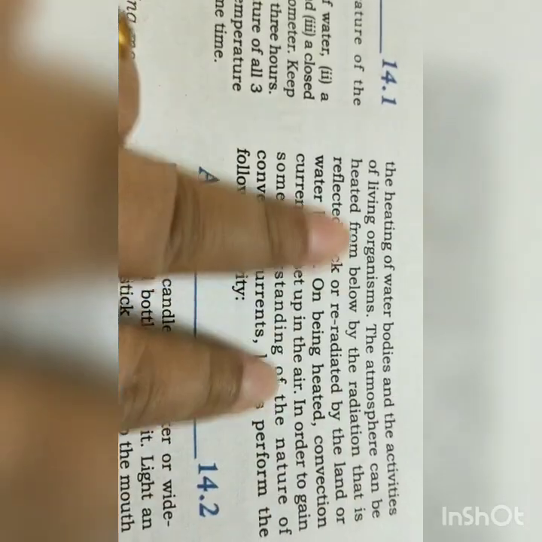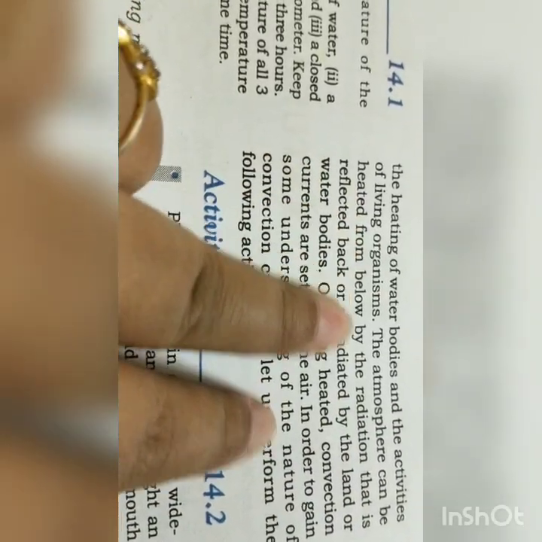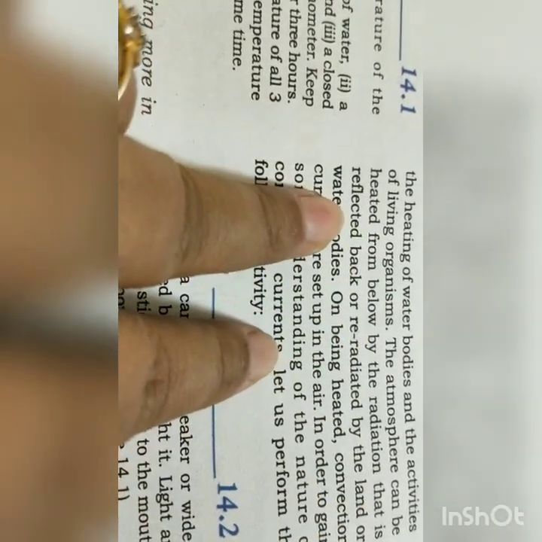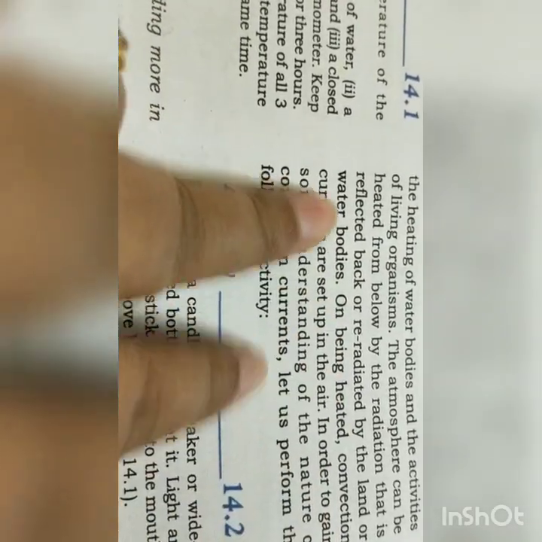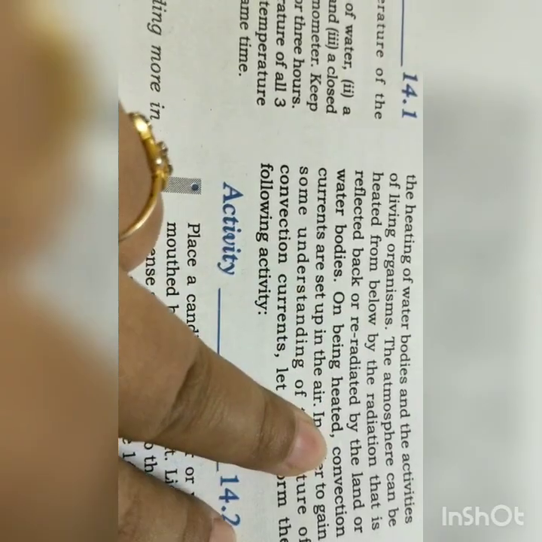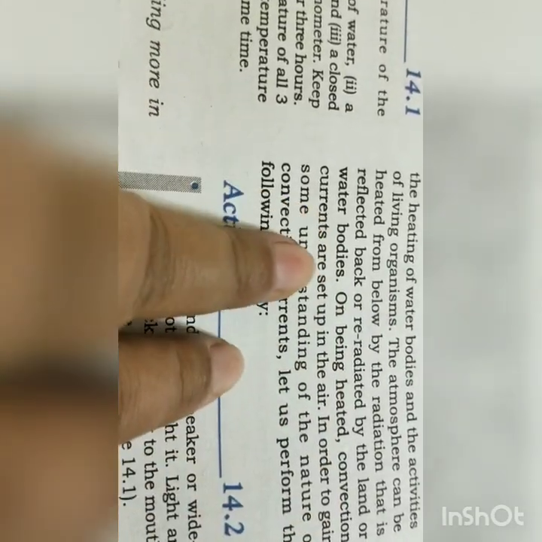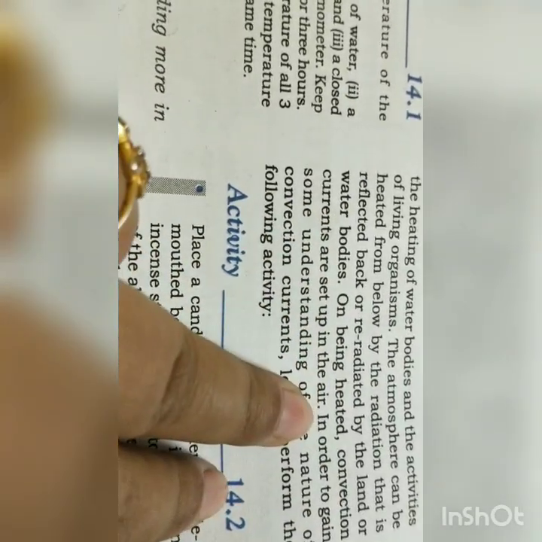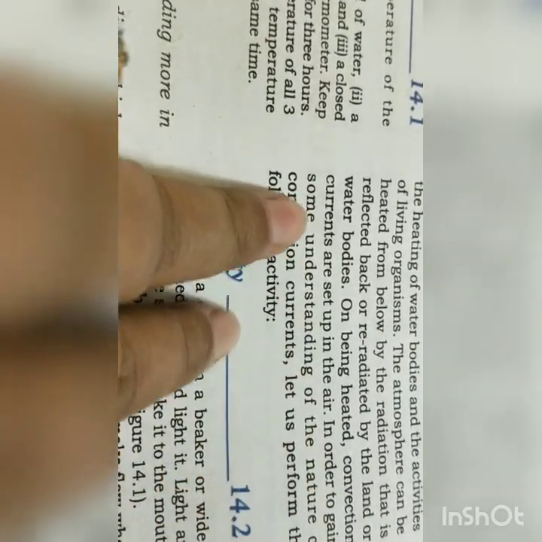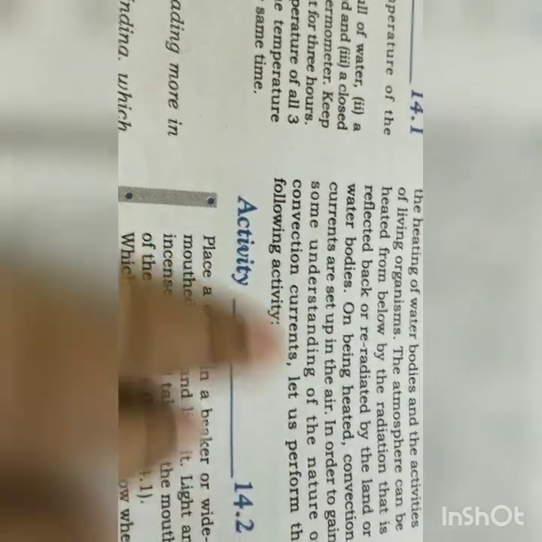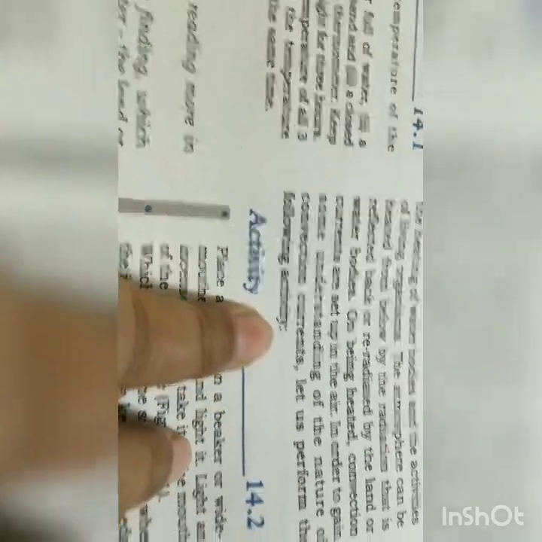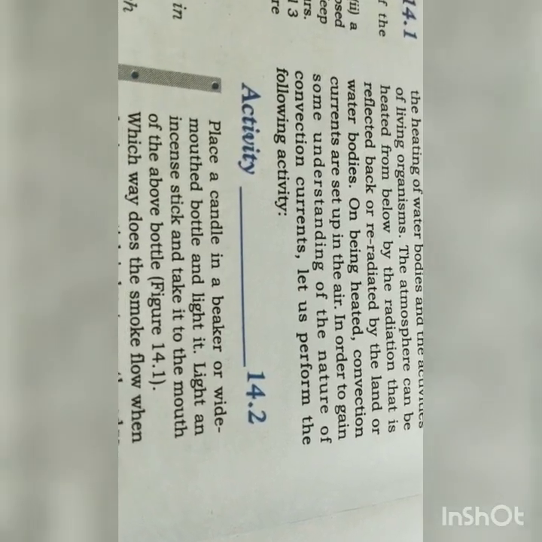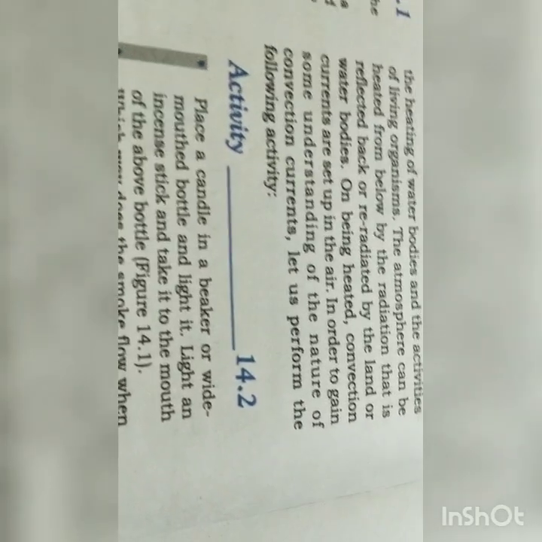The atmosphere can be heated from below by the radiation that is reflected back or re-radiated by the land or water bodies. On being heated, convection currents are set up in the air. In order to gain some understanding of the nature of convection currents, let us perform the following activities. So to understand convection currents, some activities are given.